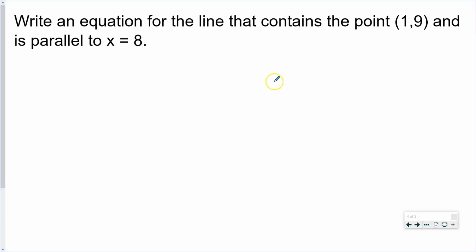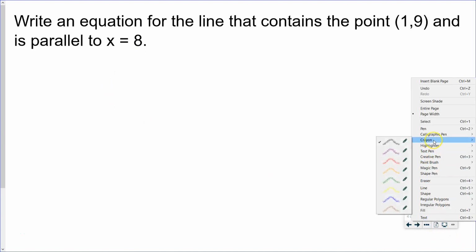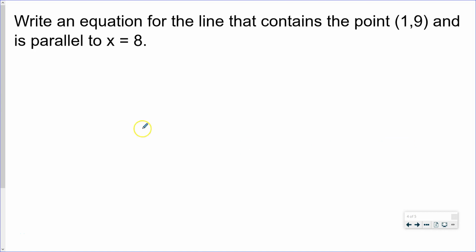So let's say we have this one. They said, find an equation for the line that contains the point (1, 9) and is parallel to x equals 8. I would draw this out first, just to get some understanding of what they are trying to say. I have this line, which is x equals 8.